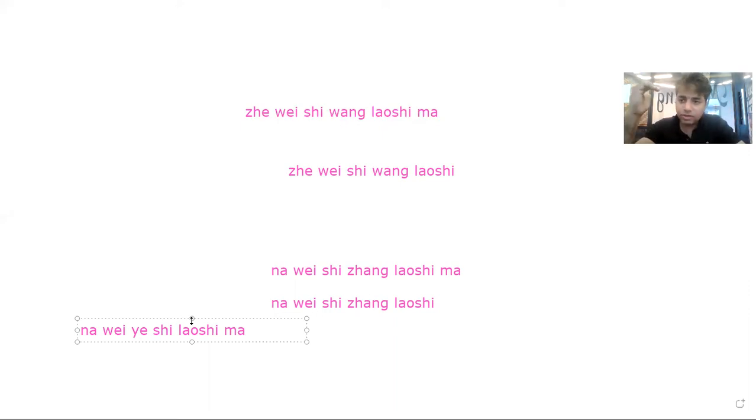The moment you start this pattern from the day one task, which I have designed for you and which has already been uploaded, you will come to know the particle ma. Ma is my question particle. Now why here "shir lao shir ma"? Repeat after me: "shir lao shir." Yes, he is also a teacher.